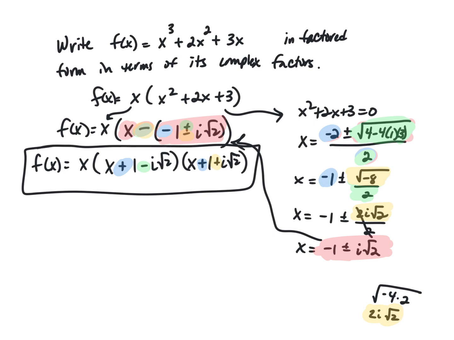The whole time, this little guy right here, which was that common factor they all had, is kind of hanging out at the front in its factored form.